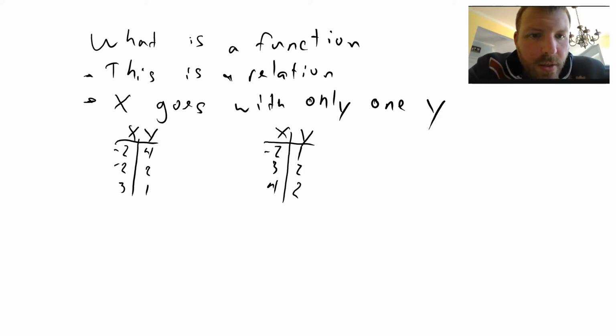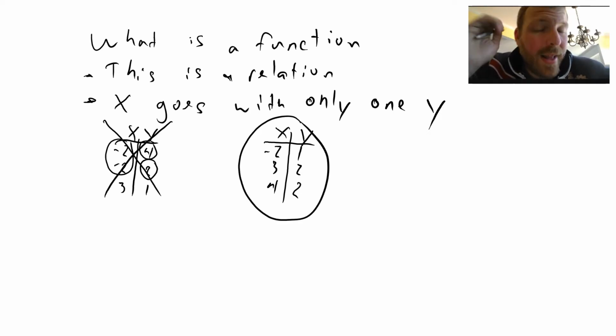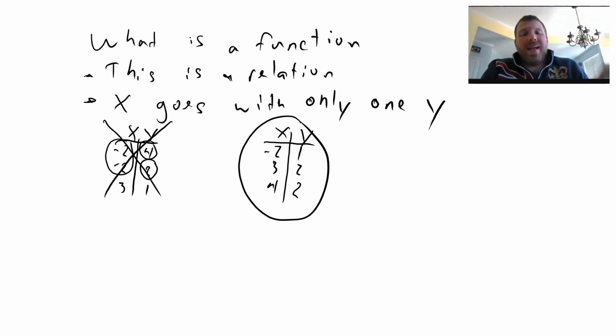Okay? That means if you look here, I have two -2's. The same x, right? I can't have that x going to two different y's. It's not allowed. So I'm not allowed to have two different values here. If I had -2 listed twice, it needs to have the same value for y. So that means this is not a function. It is a relation, but not a function. Because in order to be a function, it has to follow the fact that only one x goes with one y.